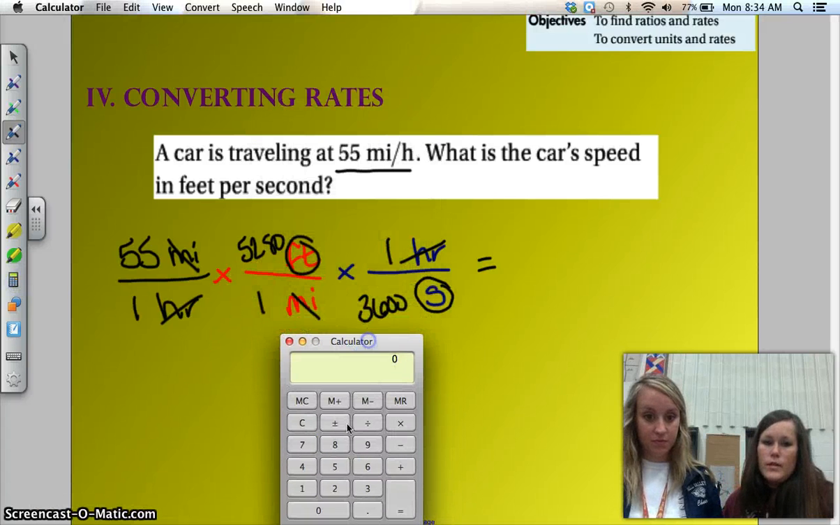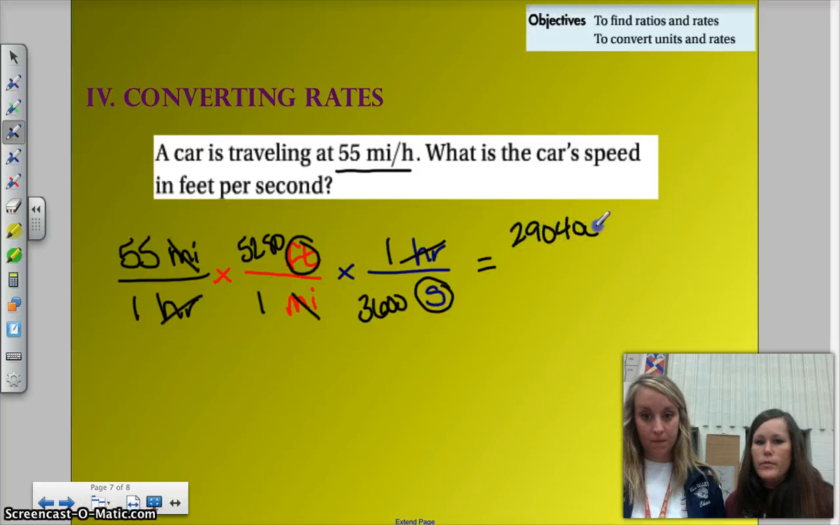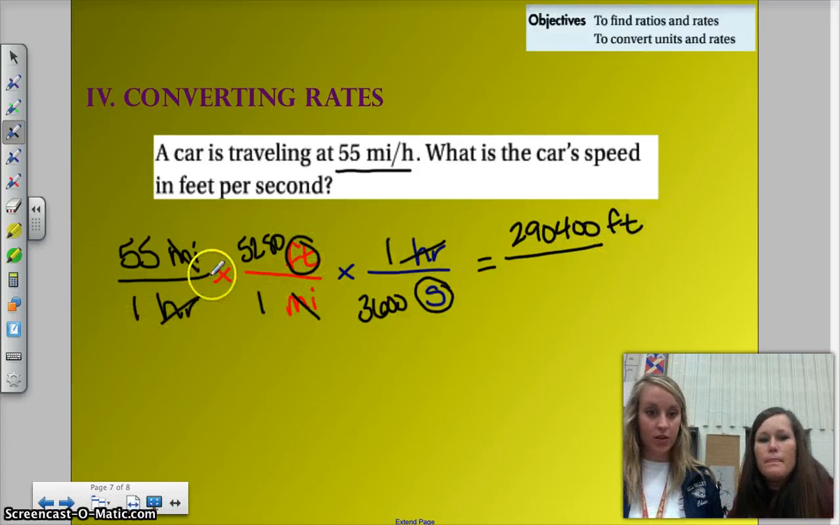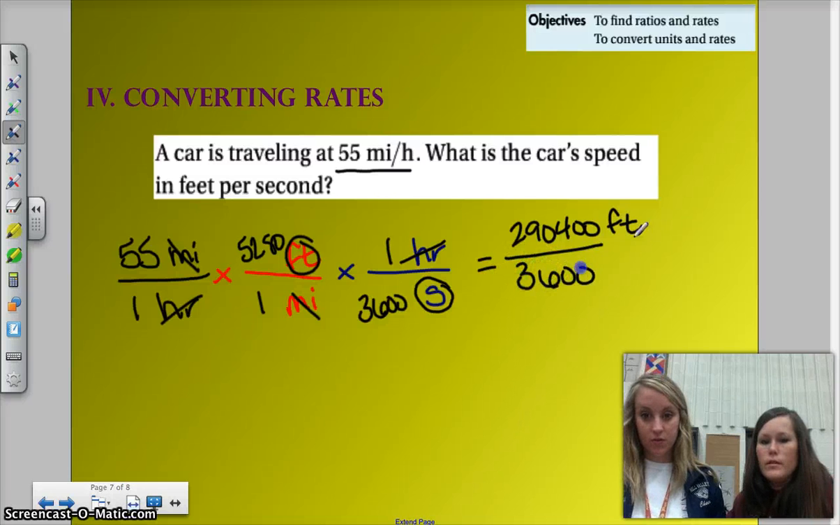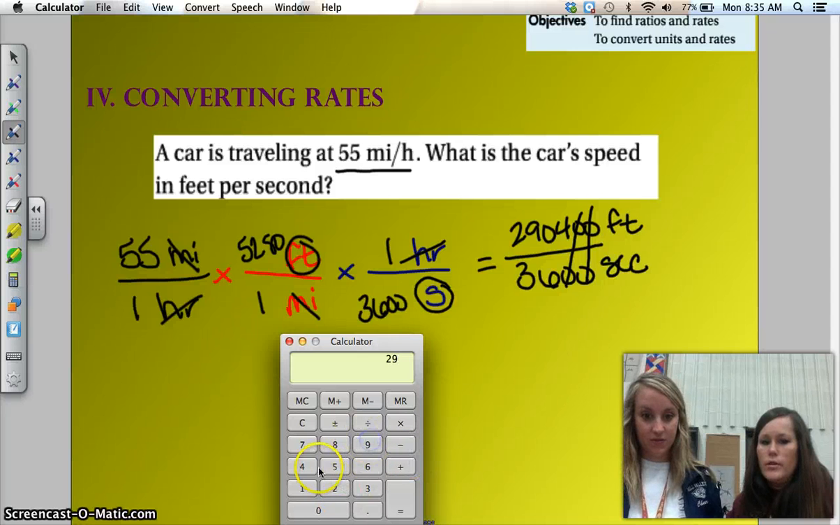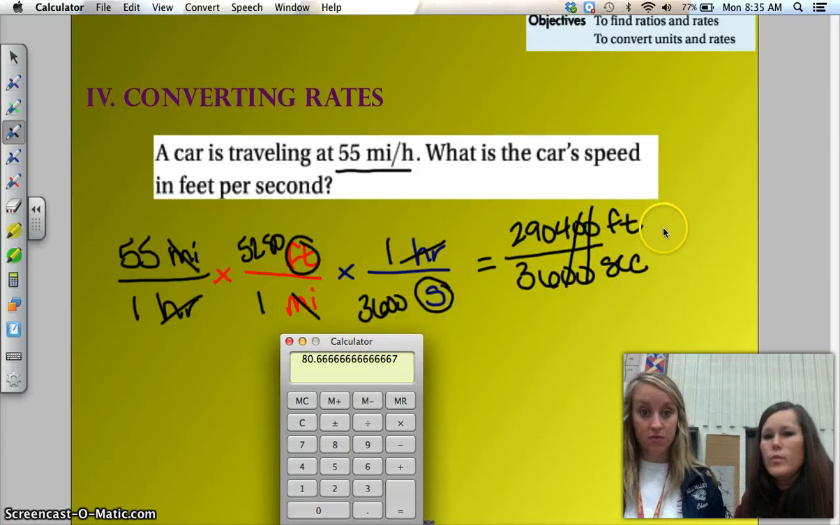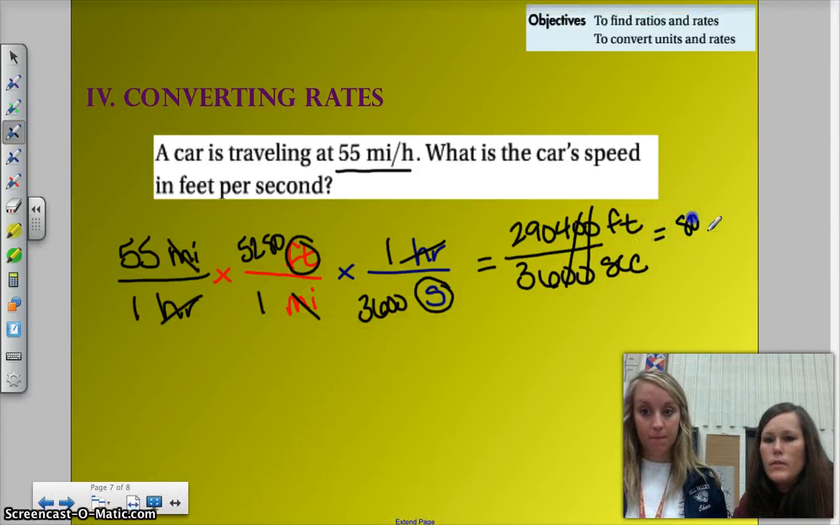55 times 5,280 times 1 gives 290,400 feet. That's what's circled. And then 1 times 1 times 3,600. Zeros cancel. Put our label, seconds. Then we're going to do 2904 divided by 36. 80.6 repeating. So 80.7? Yeah, we can round it. 80.7 feet per second. Sorry, I ran out of room.